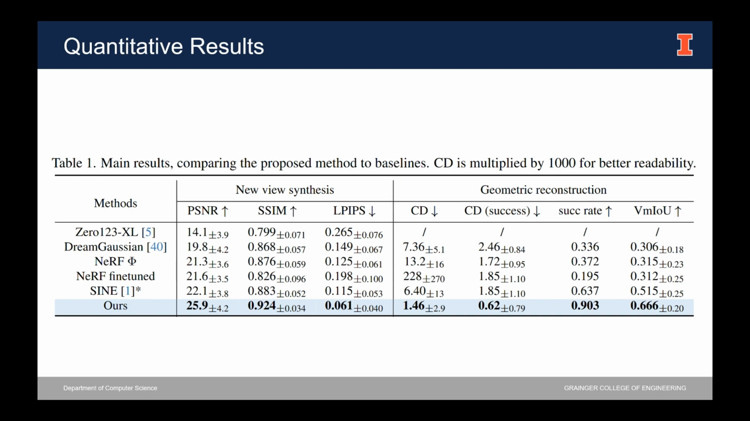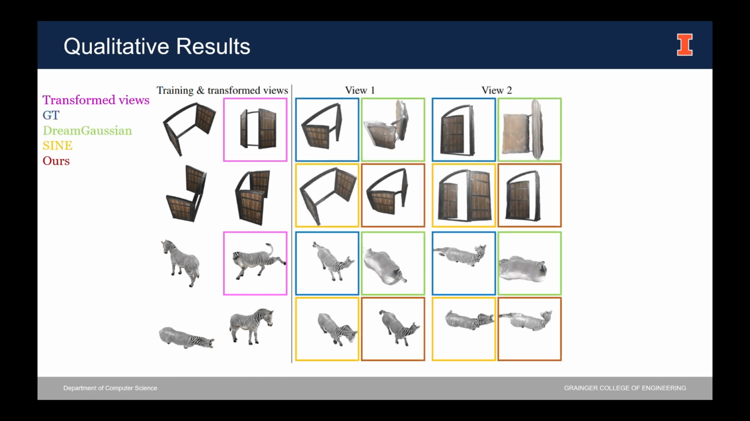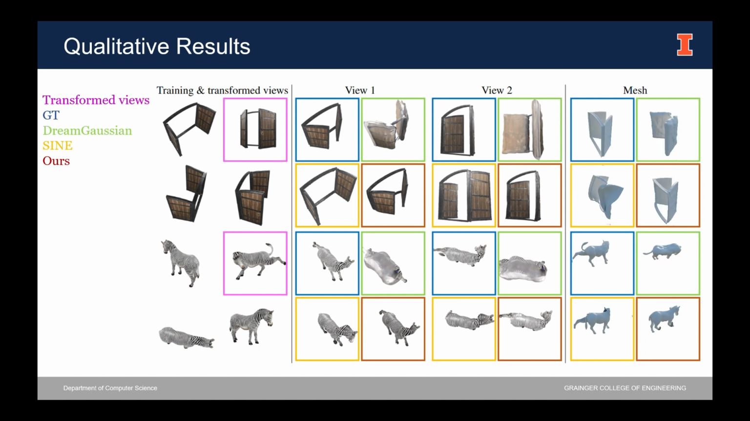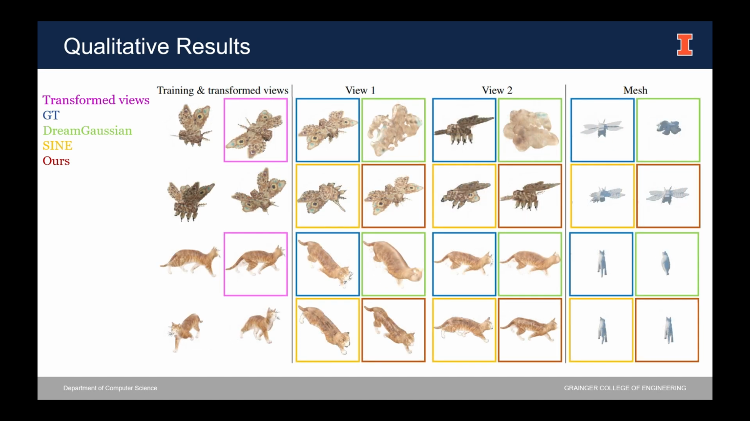Then for the qualitative results, we first show the training and transformed views in the first column, then two-view NeRF synthesis of ground truth, Dream Gaussian, and our method in the second and third columns. Finally, the transformed mesh of the four in the fourth column. We can see that our method always has clear NeRF synthesis and geometry reconstruction, where all other baselines struggle. And here are more results.